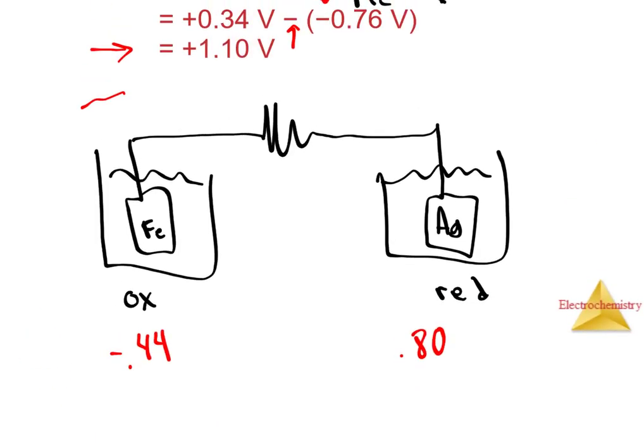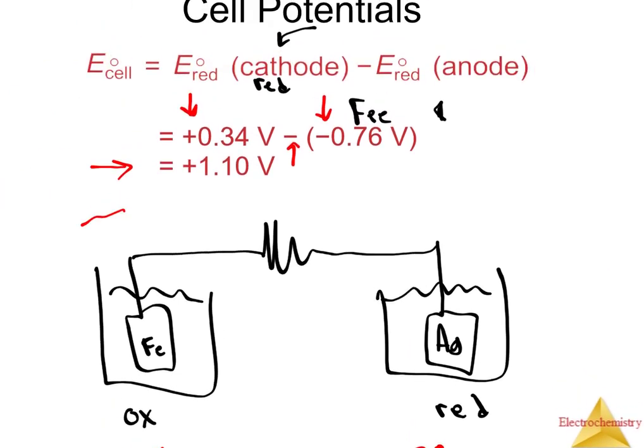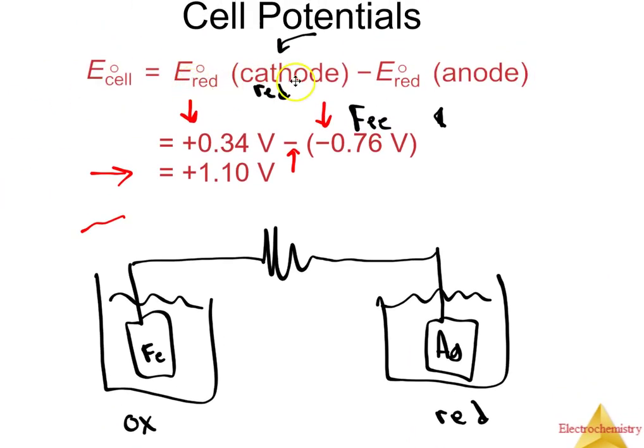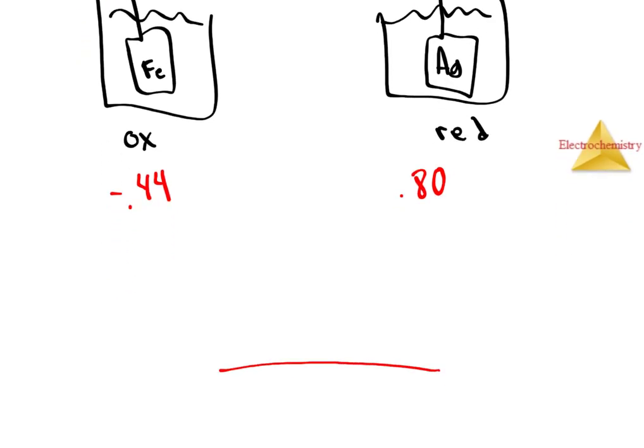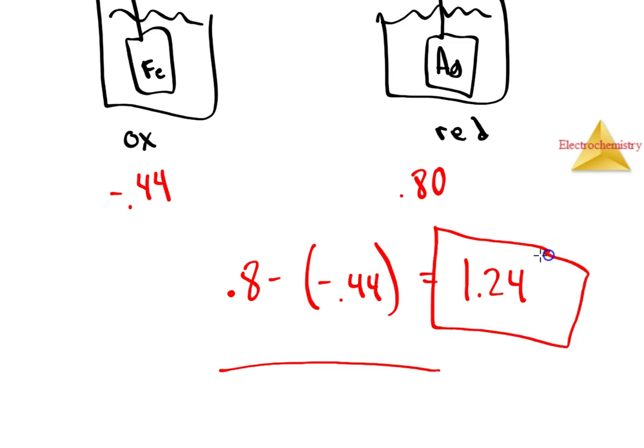That's for future reasons. Okay, so when we come up here, we take reduction potential of the cathode minus reduction potential of the anode. So we take 0.8 minus 0.44, right? Equals. Okay, there is a unit for these. It's a volt.